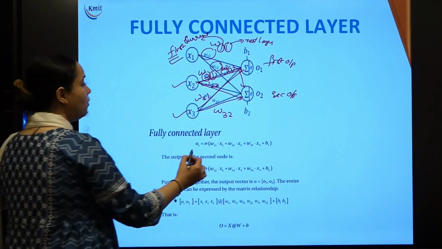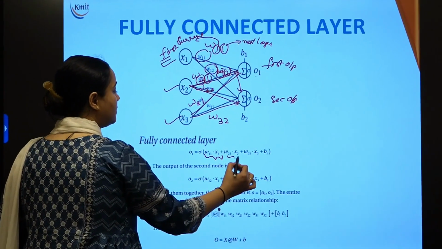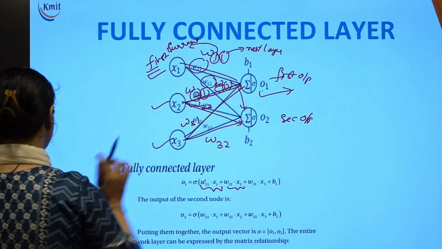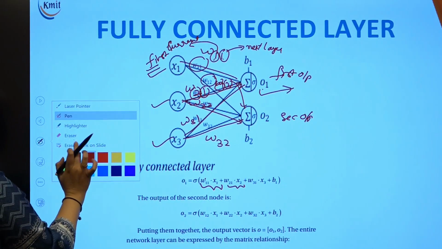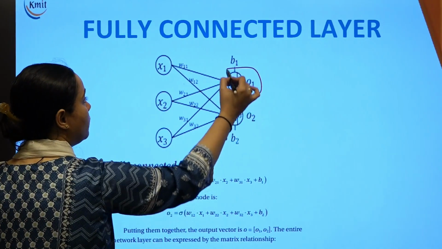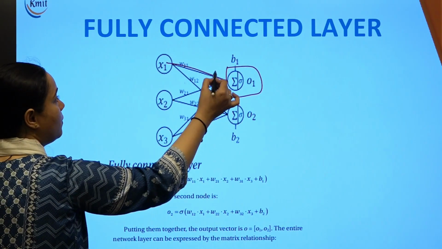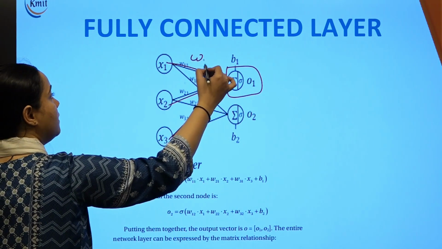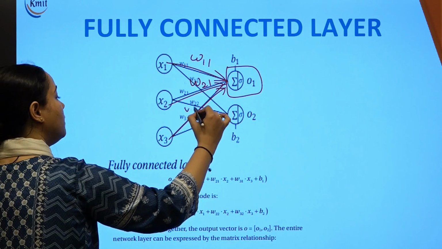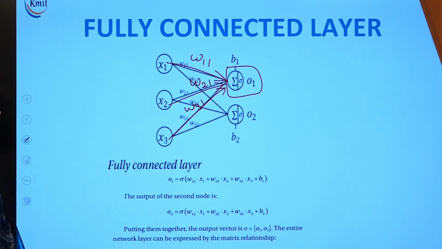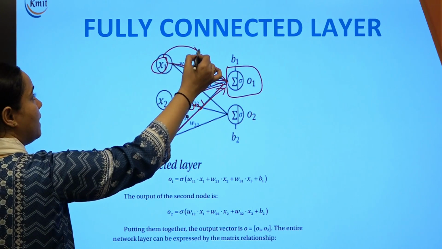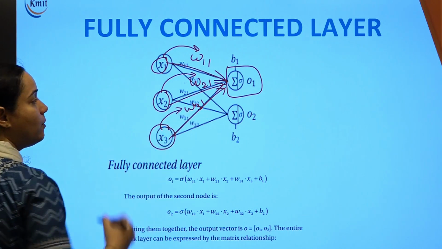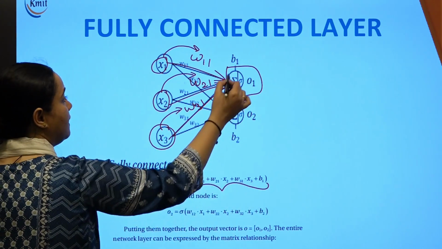So what are you going to do? First, you are going to take the product of weights. Suppose I want to calculate only O1. So where is O1 coming as? O1 has got inputs from X1, from X2 and X3. What are the weights? W11, W21, W31. So what I am going to do now? X1 input multiplied with W11, X2 input multiplied with W21, X3 input multiplied with W31. This is what I did, and then I have to add them.